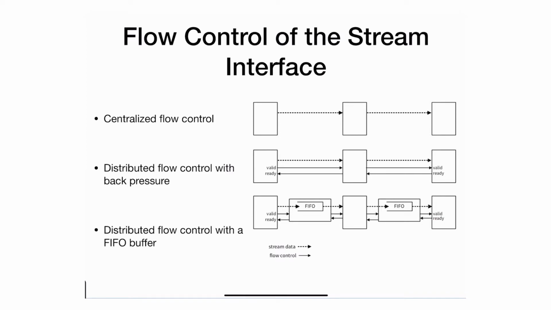Again, remember, a source generates pixels, a sink consumes these pixels, and that sink might then become a source for another sink, and so forth. In this slide, I'm showing you 3 different ways that the pixels can flow through the different sources and sinks using a stream interface. The first one, which is the easiest and which we'll start with, is the centralized flow control.